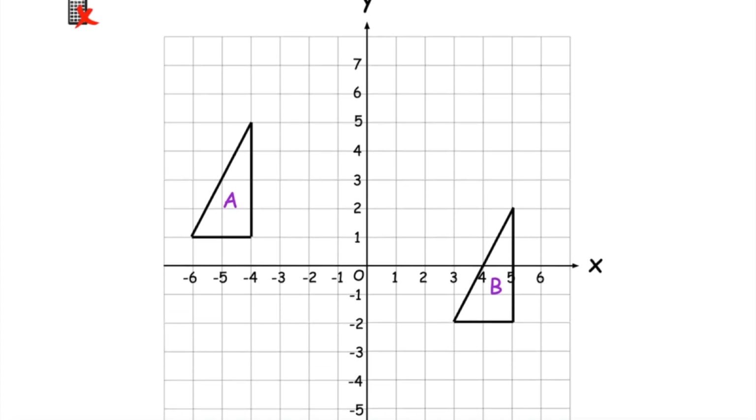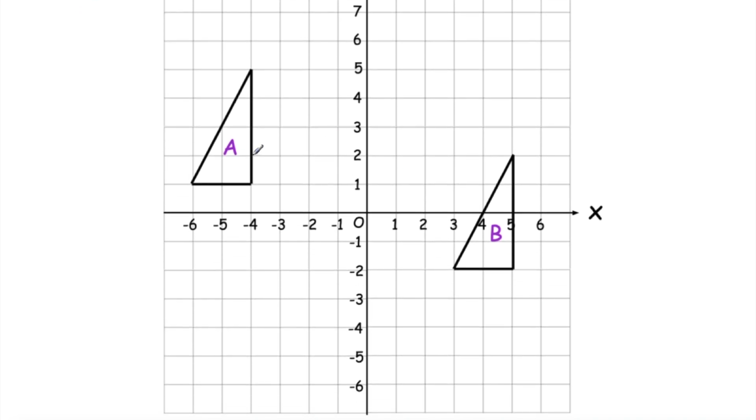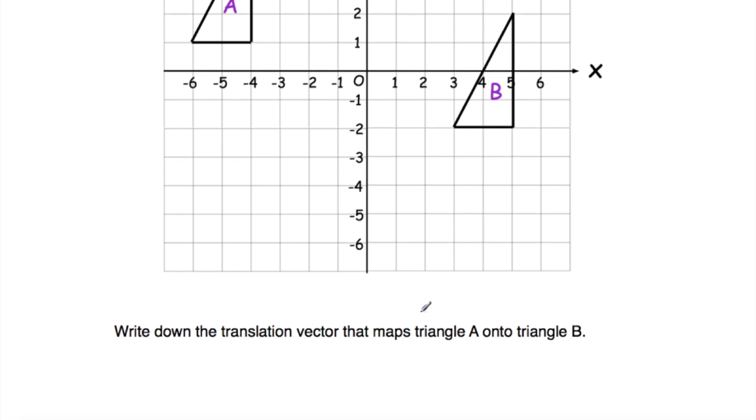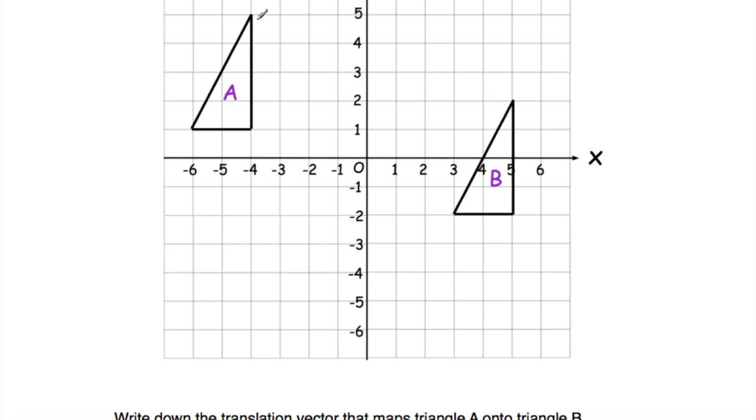Okay, so question number 12. We've got these triangles, A and B. And the question says, write down the translation vector that maps triangle A onto triangle B. So how do we get from triangle A to triangle B? I'm going to focus on this top point here and this top point here. I think, how do I get from A to B?